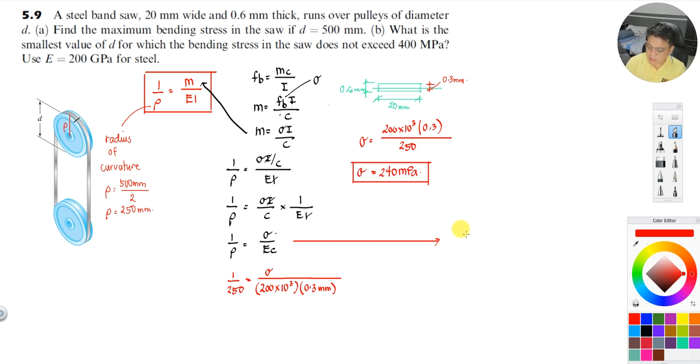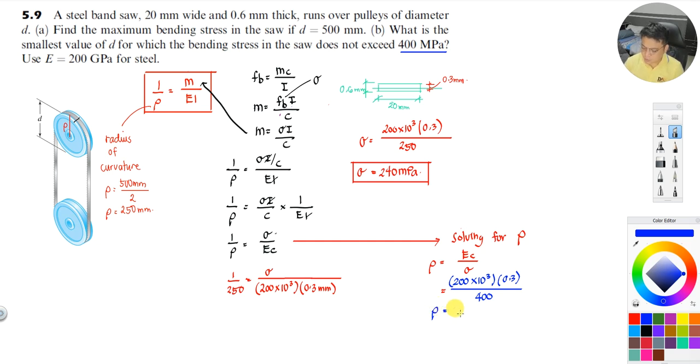So, here what will be missing is the rho. Okay, so solving for rho, we can have rho equals E C all over bending stress. So we can have E, which is 200 gigapascal, times 10 to the 3 to become megapascal. And then the C is 0.3 all over the stress. It says it shall not exceed 400, so I can have 400 megapascal. So this is now the rho. So that's 200 times 10 to the 3 times 0.3 all over 400.